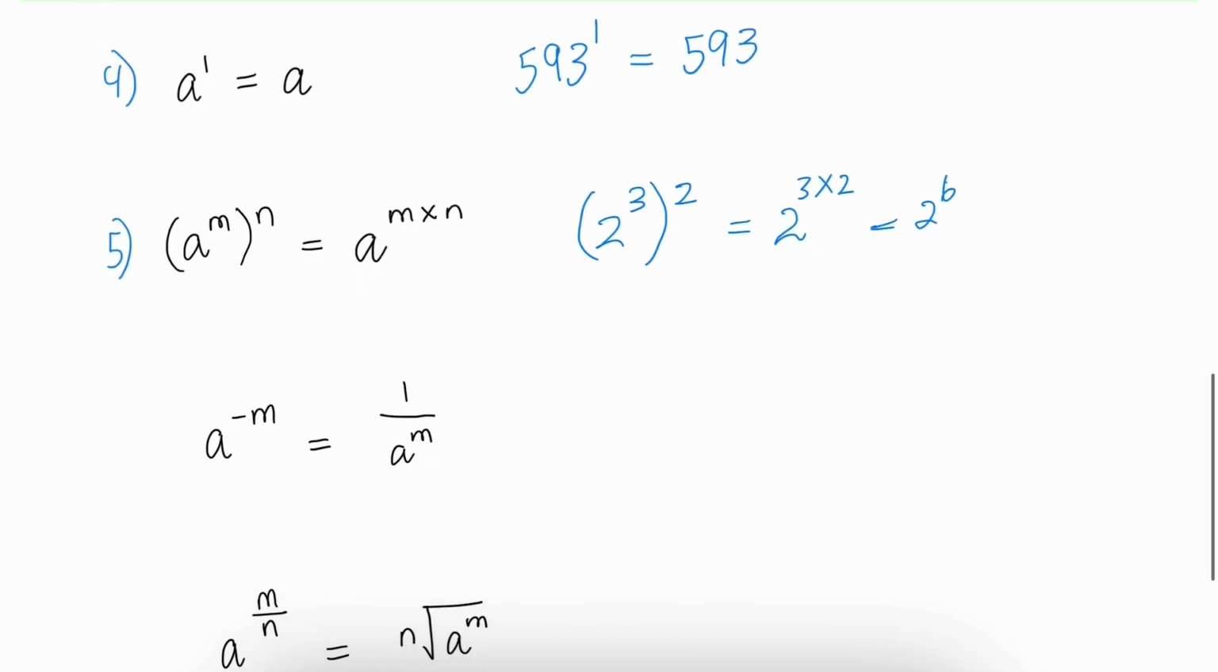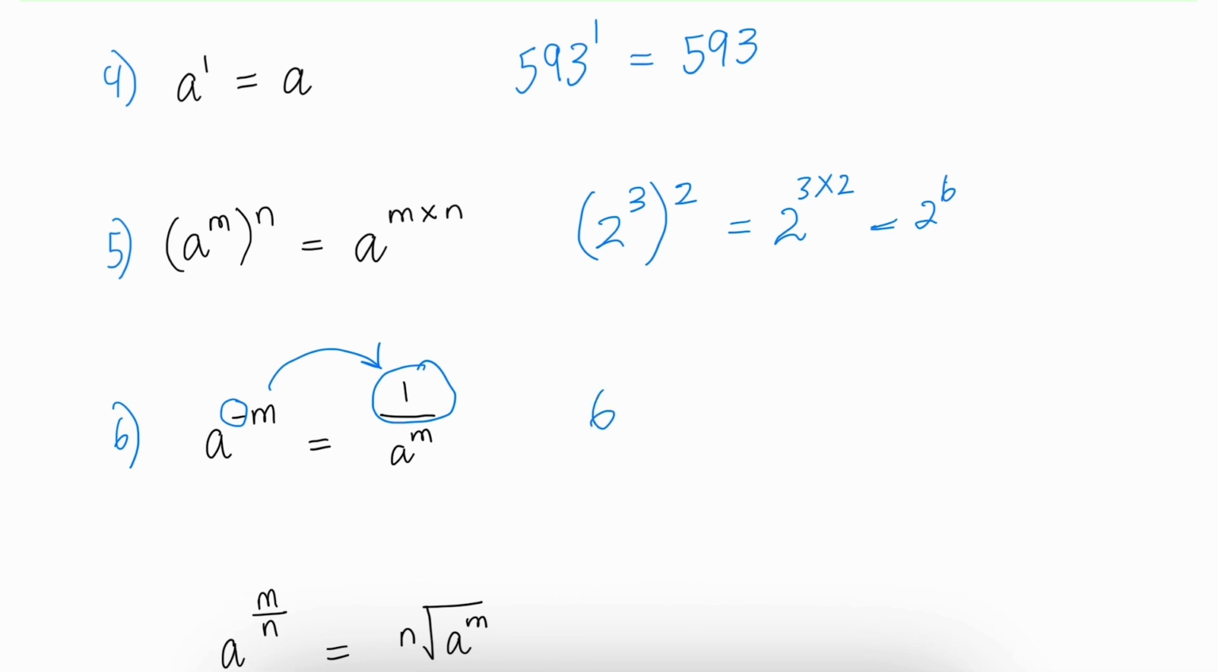All right, now this one is interesting. This one, number 6, is a to the negative m is equal to 1 over a to the m. So how I like to think about it is this negative sign here translates to just be 1 over, and then it'll just be a to the m, right?